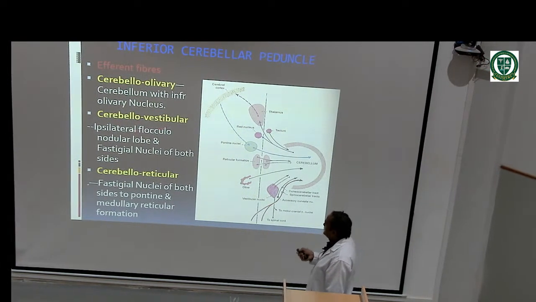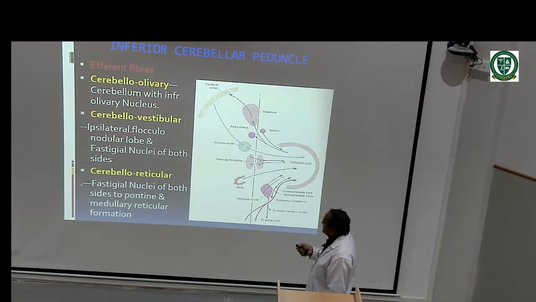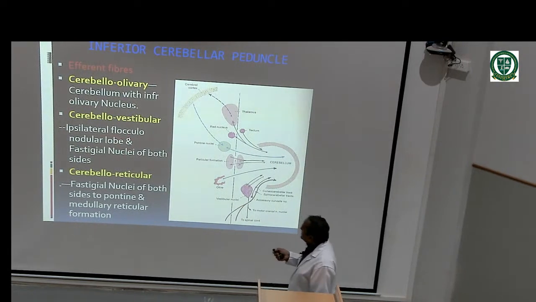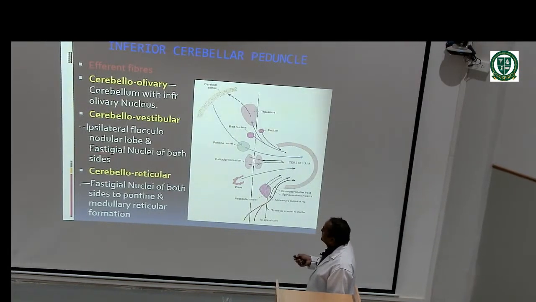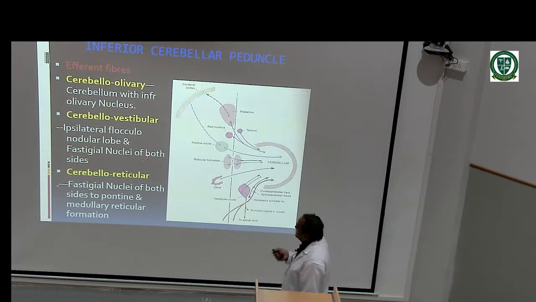Next, cerebello-vestibular fibers. Some of the fibers come out of the cerebellum to the vestibular nuclei. They arise from the ipsilateral flocculonodular lobe. Today morning you studied about the flocculonodular lobe. So these fibers arise from there, and from the fastigial nuclei of both sides, and they end up in the vestibular nucleus. That's why they are called cerebello-vestibular fibers.